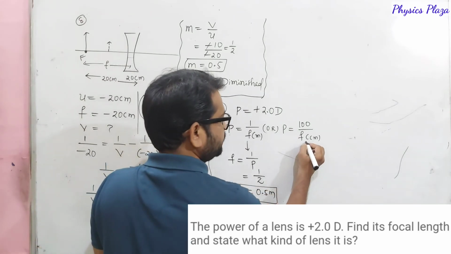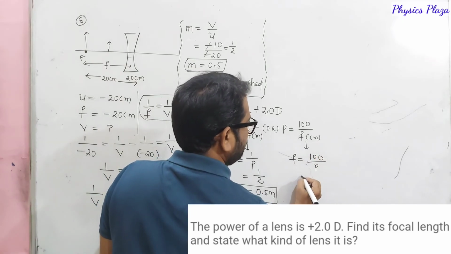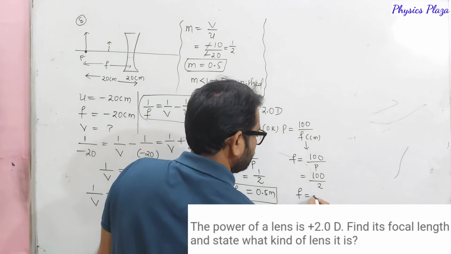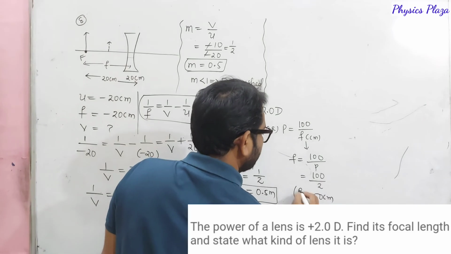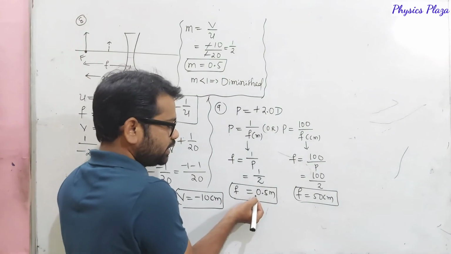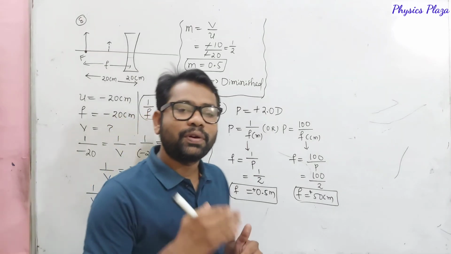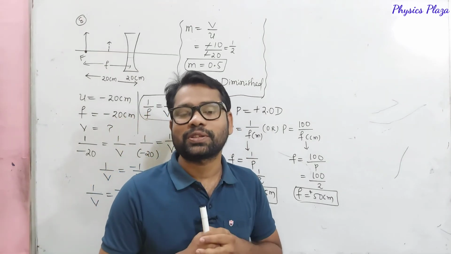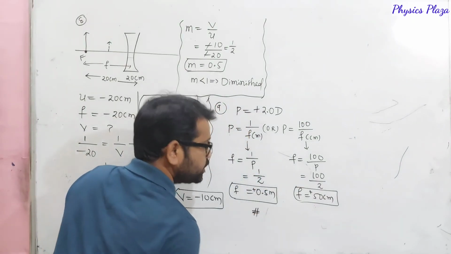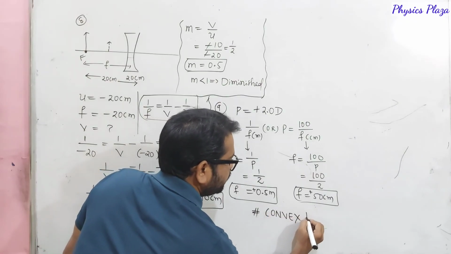Okay. Now let us try the other. With this, focal length is equal to 100 by P, and it is 100 by 2. So it is 50. So F is equal to 50 centimeters. Nothing makes a difference. And children, power is given as positive, and obviously we are getting focal length also positive only. Now you tell, for which lens is the focal length positive? It is none other than the convex lens only. So the nature of the given lens is a convex lens.